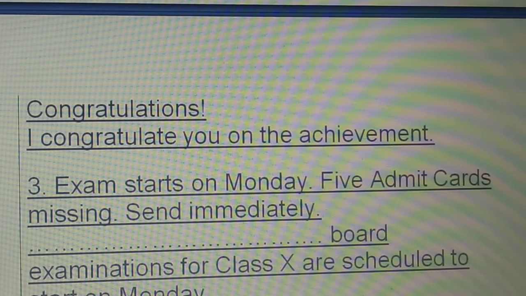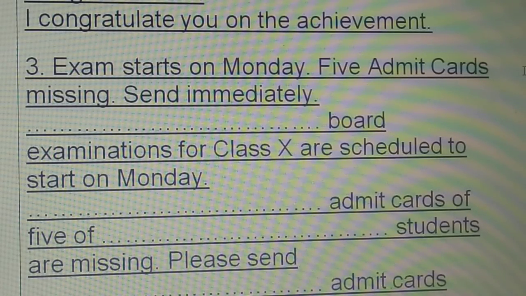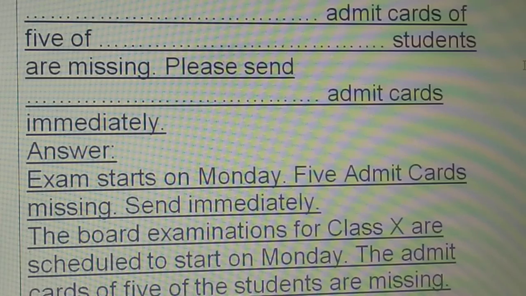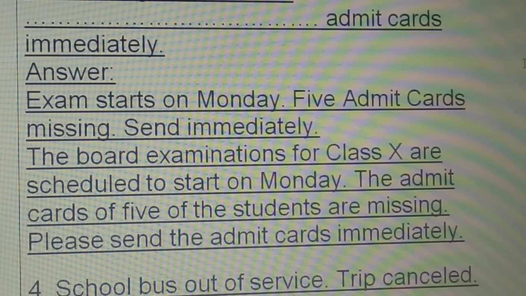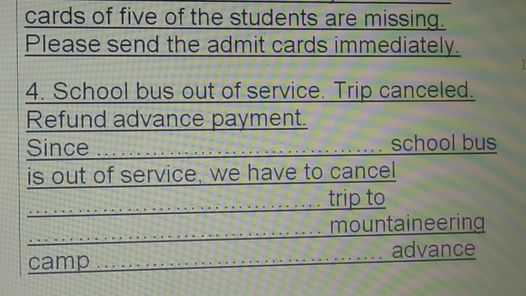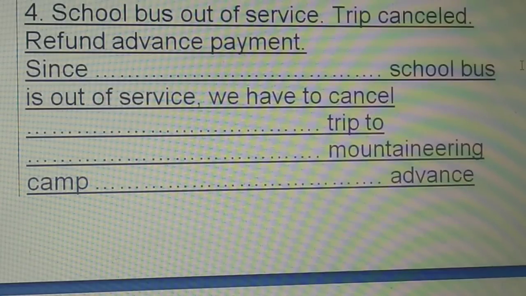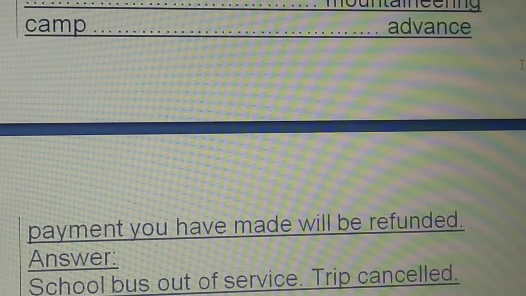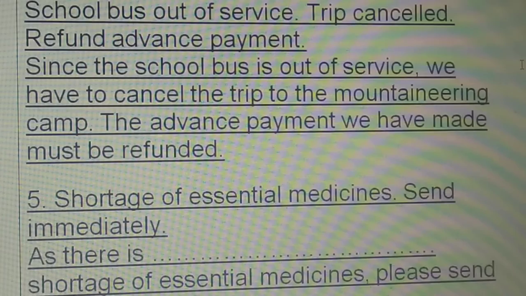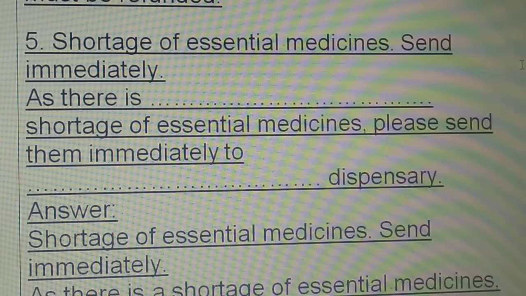Look at the third question very carefully, children. Are you reading it? Then, check whether you got the answers correct. So, here are the answers for you. Fourth one. Read it carefully, children. The answer. Then we have the fifth one. Here's the answer.